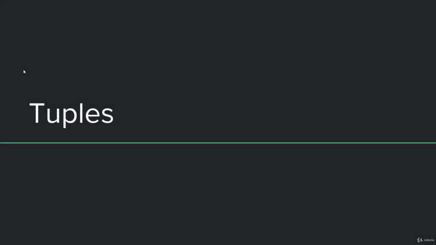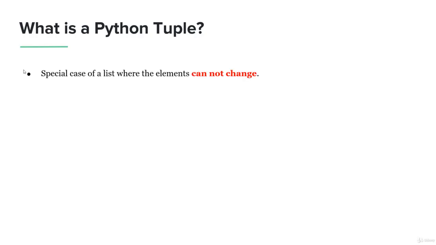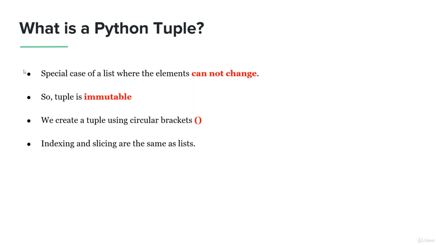Welcome back. In this lesson we will understand everything about tuples, which is a second advanced data type. So what is a Python tuple? It's a special case of a list where the elements cannot change. Okay, so we can say that tuples are immutable, and we create tuples using circular brackets just like this. And we need also to know that indexing and slicing are the same as lists. So what we learned in the lists and strings regarding indexing and slicing we can use in Python tuple.